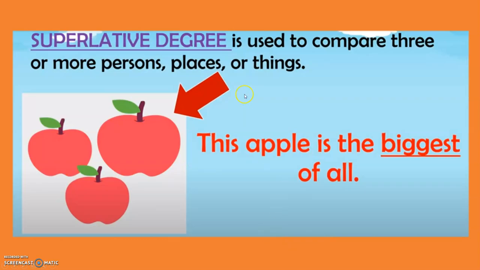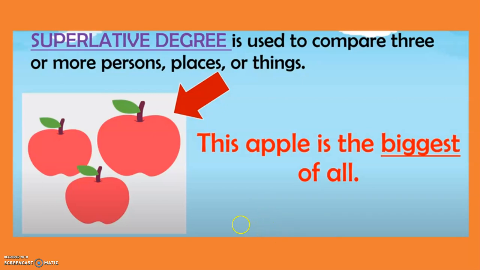And what is superlative degree? Superlative degree is used to compare 3 or more persons, places or things. Now you see here there are 3 apples. One is big, one is bigger, and the other is the biggest. So we say this apple is the biggest of all. See the spelling here. You put double G and EST. So when EST comes, it's superlative degree. I hope you understood these 3 examples of positive, comparative and superlative degree.